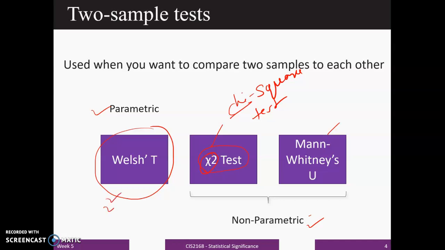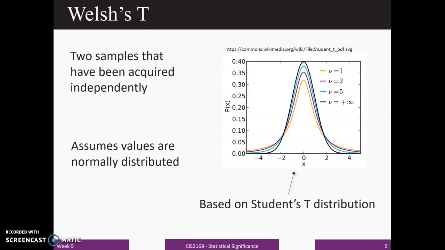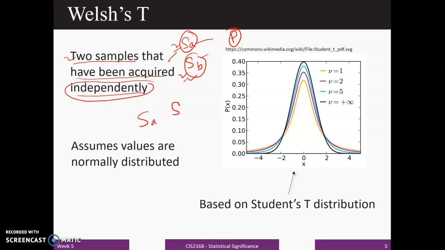First of all, we'll see the Welch t-test. It is a two sample test, where the two samples have been acquired independently. Suppose you have sample A and sample B. These two samples have been drawn from population P and they have been acquired independently, so there is no relation between sample A and sample B. They are not related. That is why we call it acquired independently. Sample A is totally independent and sample B is also totally independent.